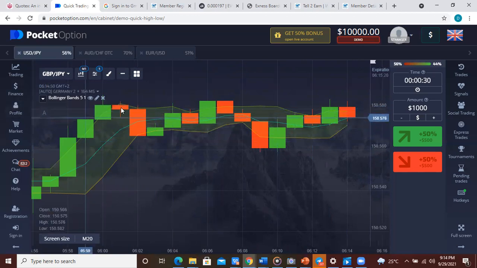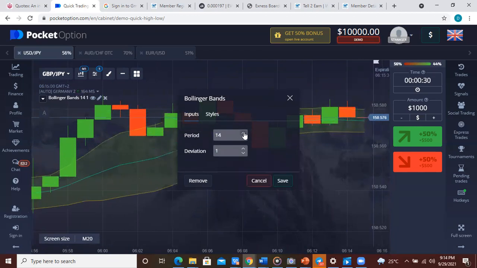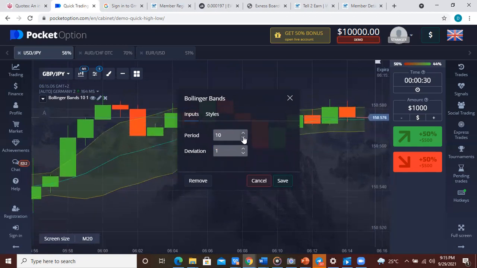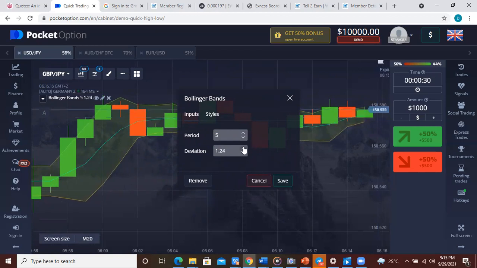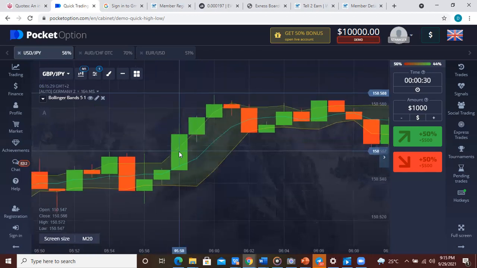Because if you can see this place, you can edit it over here. When you press this pen-like icon, you can see period and deviation. If I increase this, you can see there is a movement in the Bollinger Bands. If I decrease it, you can see it. All right. Then the period also, we are clicking on it. That is the deviation. You can see that there is a movement also from the top to the down. All right. Okay, good. So this is the Bollinger Bands.